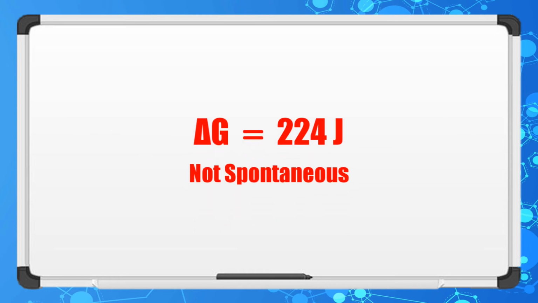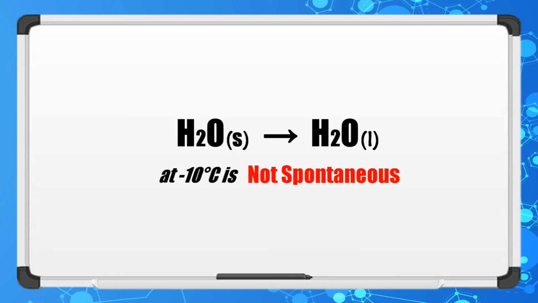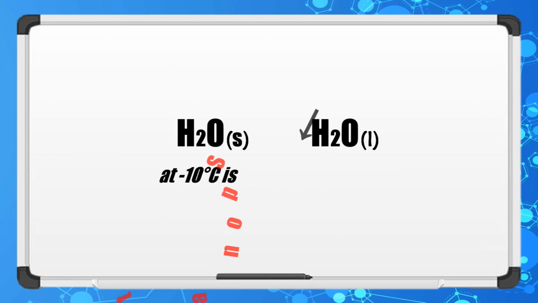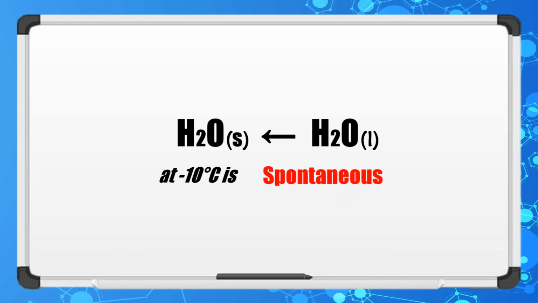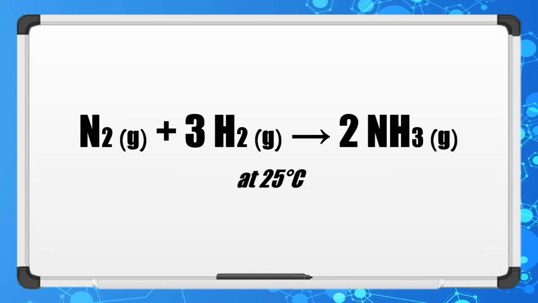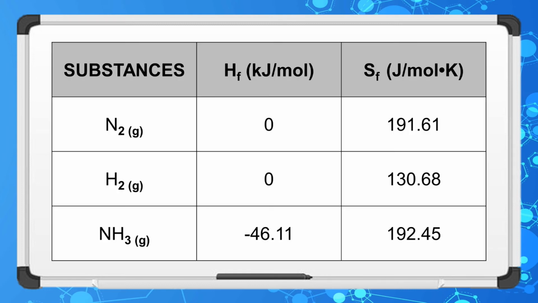In this example, the Gibbs free energy is positive, meaning that the reaction is not spontaneous going to the right, but spontaneous in the opposite direction. This makes intuitive sense as water freezes by itself at negative 10 degrees Celsius. And for our last example, we will determine whether the following reaction is spontaneous or not at room temperature. Nitrogen gas reacts with 3 moles of hydrogen gas, yielding 2 moles of ammonia. Shown in this table are the given standard molar enthalpy and standard molar entropy of each substance in the reaction.